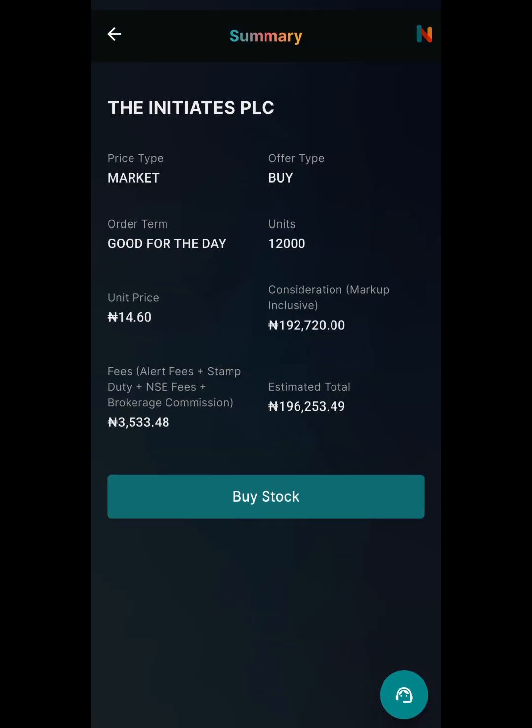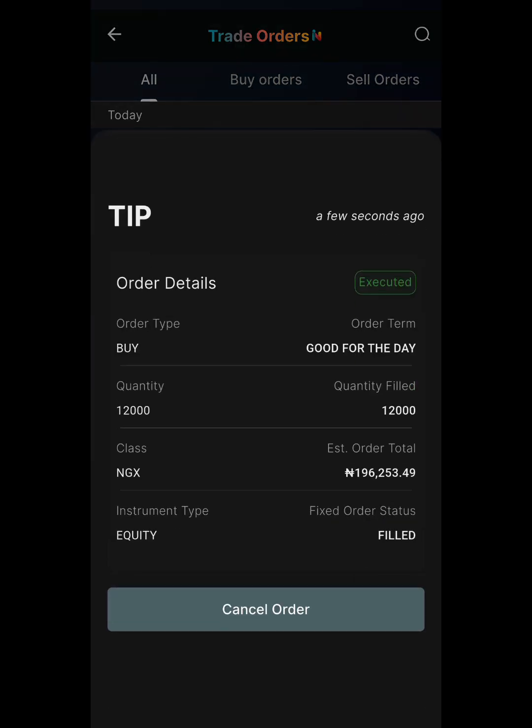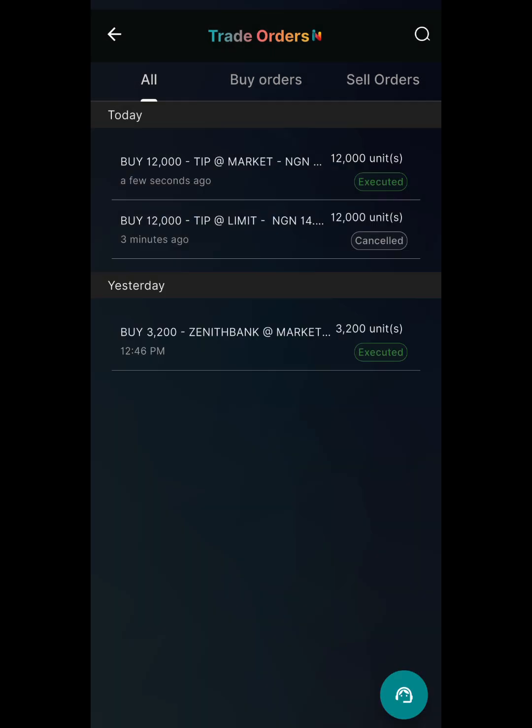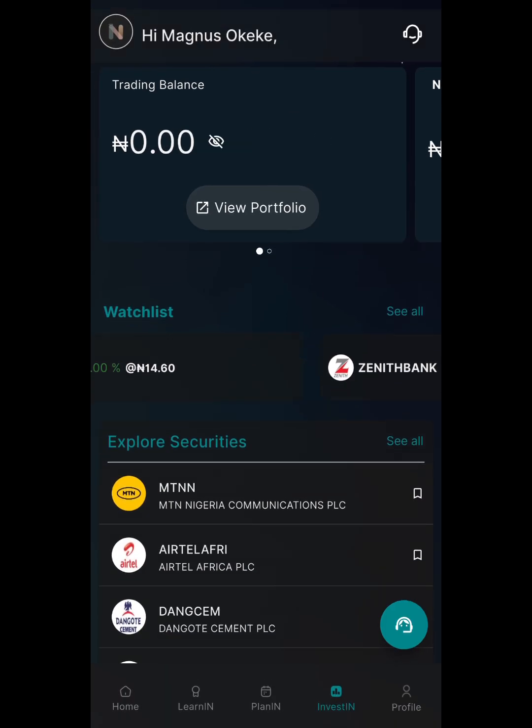I can buy for this amount, but imagine how much I would be losing buying at this. That is why it's always better to set a limit order, unless you're buying to hold for a long time. If I am buying this stock to hold it for the next 6 months, 1 year, because I know the price will come up again and I'll recover the money I lost from buying at 14.60, then I'll just click on buy stock, and now it will try to execute. The order has been placed, and it says here executed. So I just bought 12,000 units of this particular stock, and now you can see it reflects here.